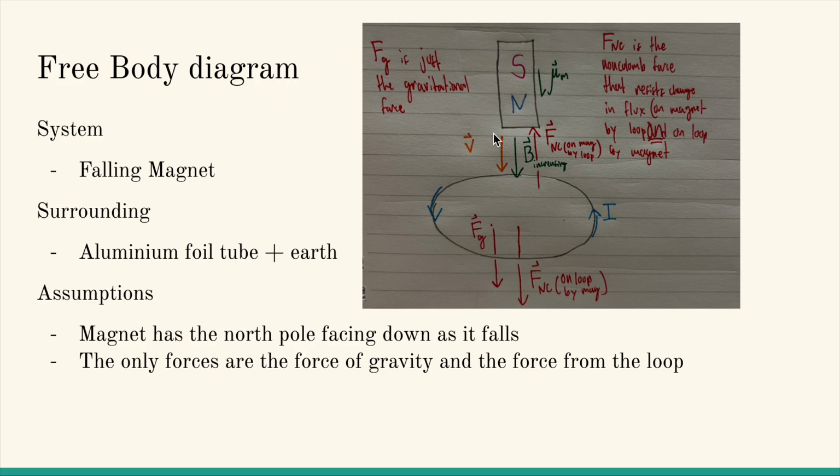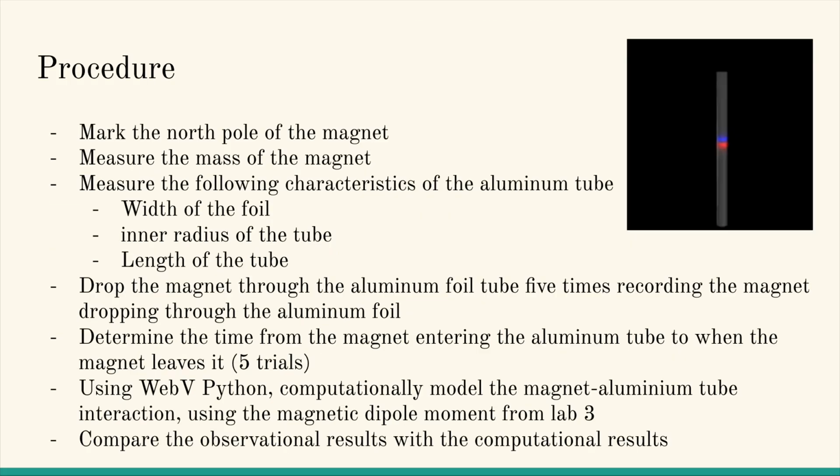Here's a free body diagram of all of our forces. Our system is the falling magnet, and the aluminum foil tube and the earth are the surroundings. We assume that the magnet has a north pole facing down, and that the only force is the force of gravity. We ignore air resistance.